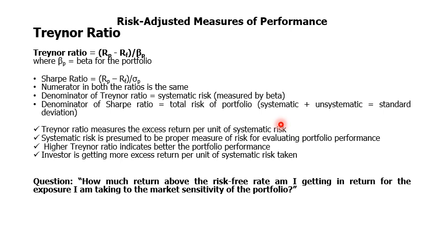The Treynor measure suggests that systematic risk is the proper measure of risk to use when evaluating portfolio performance. The higher the Treynor ratio, the better the portfolio performance. That is, one is getting more excess return per unit of systematic risk taken. The Treynor ratio answers the question, how much return above the risk-free rate am I getting for the exposure I am taking to the market sensitivity of the portfolio? This market sensitivity is measured by beta.